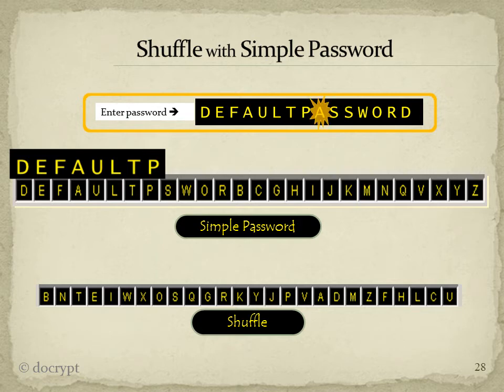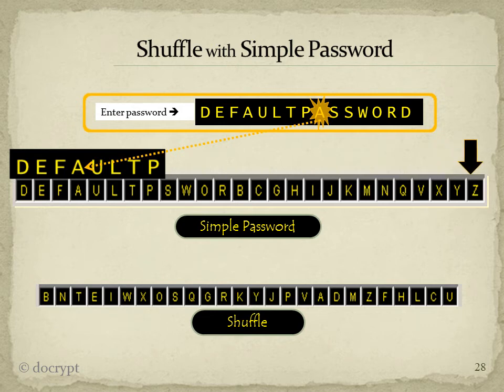Well, what about the A? Well, remember, Shuffle is shuffling the alphabet like a deck of cards, and the A has already been used. Likewise, we'll use the first S, W, O, and R, not the D. That uses up all the letters in our password, and we'll complete the substitution alphabet with the letters of the clear text alphabet that haven't been used.